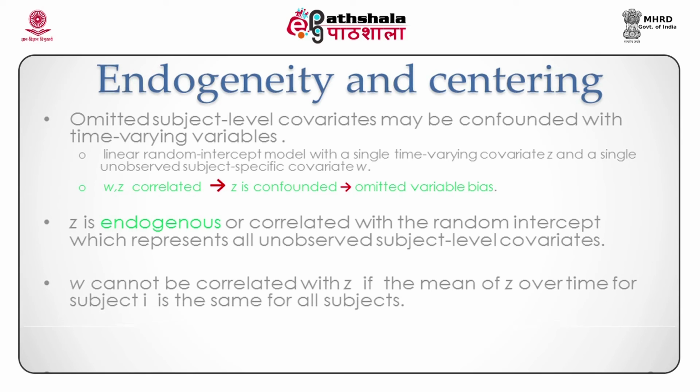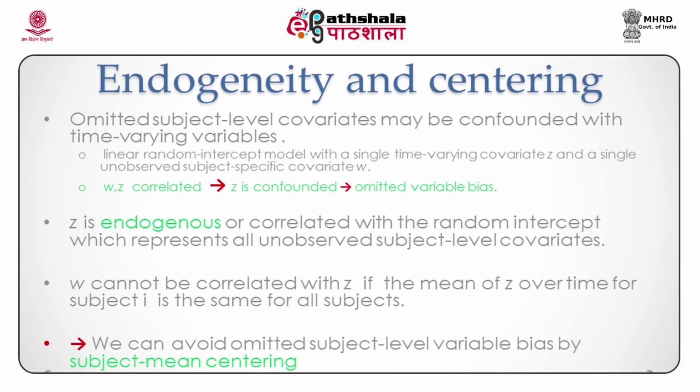Now, a way to get around this is to observe that W cannot be correlated with Z if we force the mean of Z over time for subject i to be the same for all subjects. This can be achieved by subject level centering. That is, instead of using the covariate Z_ij, we use Z_ij minus Z_i bar, and this ensures that there is no confounding. This is essentially what was done for the orthodont dataset.